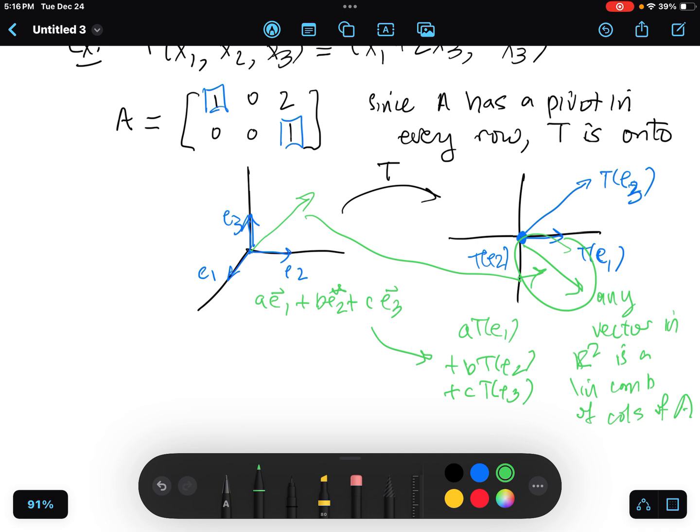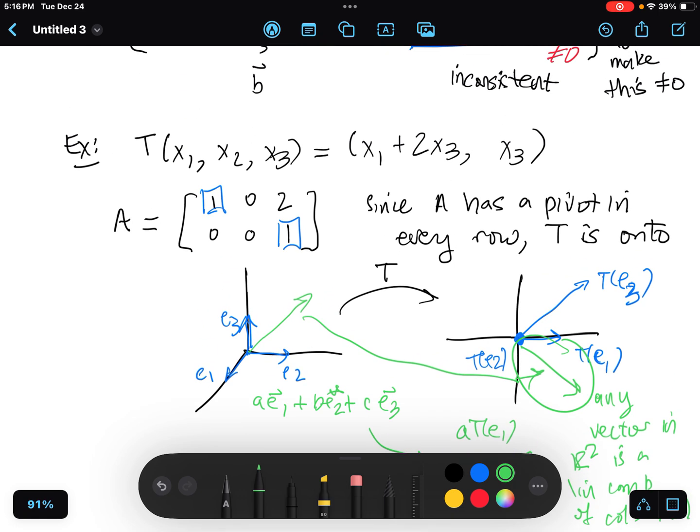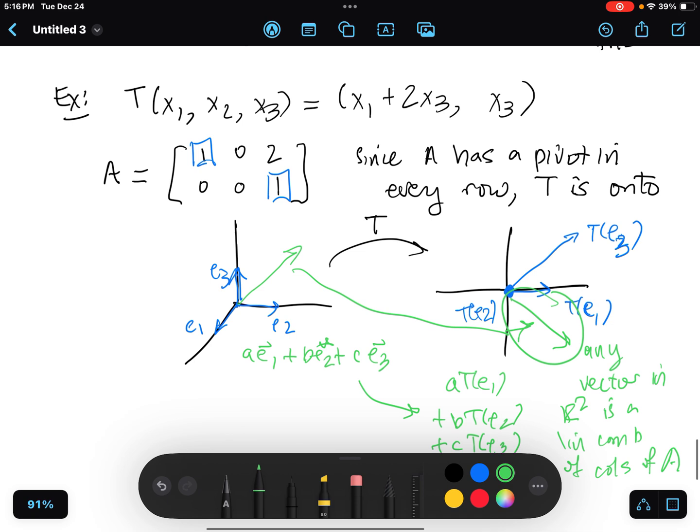as the result. So that explains why when the columns span the codomain, so in this case the columns span R2, then the function T is onto, because every vector is a linear combination of the columns, and that corresponding linear combination of E1, E2, and E3 will go to that vector. So T will be onto.